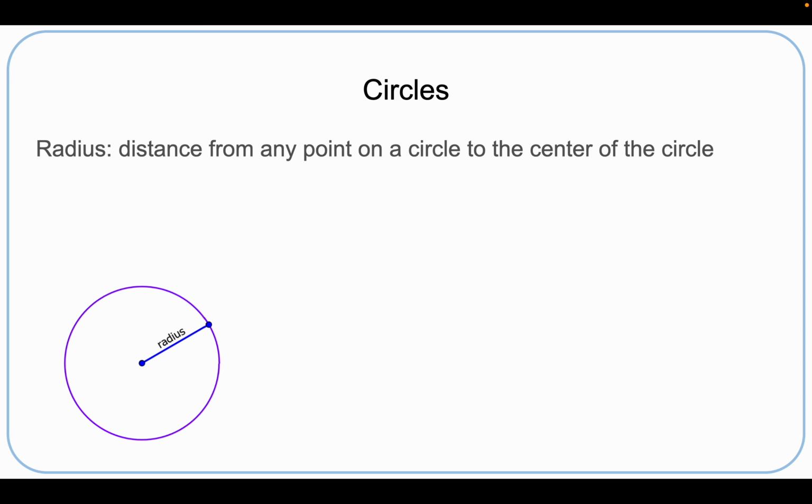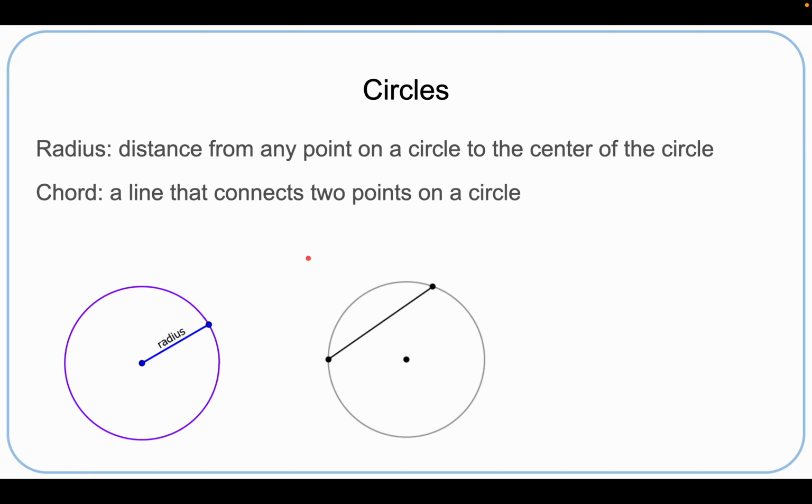So the radius of a circle is the distance from any point on a circle to the center of the circle. So here you can see the center of the circle, and the radius is just this distance here to the edge. And so you can have many radii in a circle.